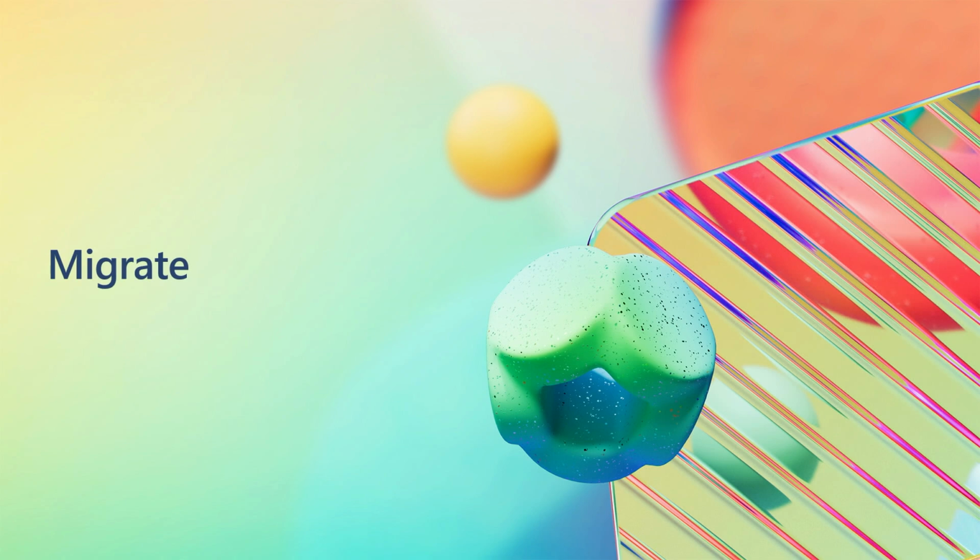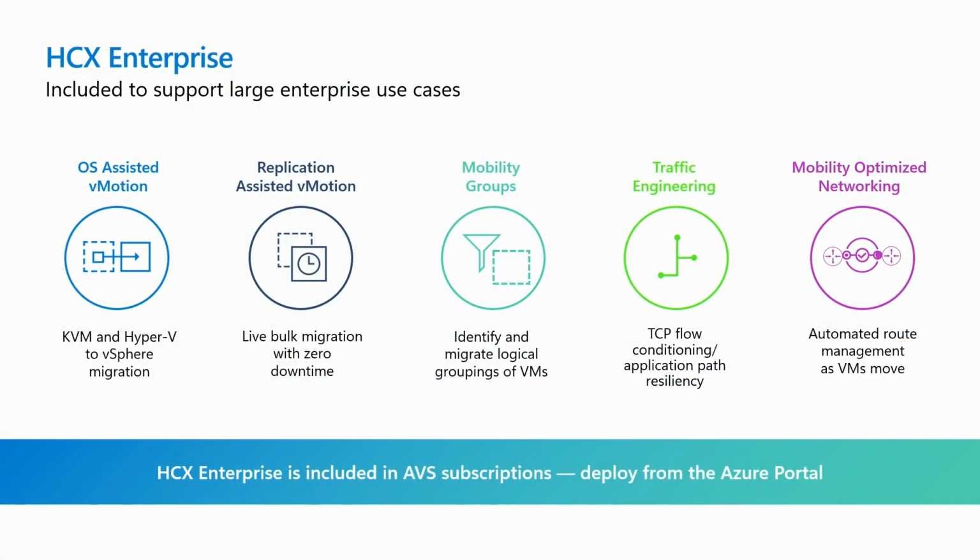So we talked about connecting. Now how do we migrate? Well, HCX Enterprise is included. It used to just be Advanced, and then people had to upgrade, but now you just get HCX Enterprise. The biggest use cases are OS-assisted vMotion. You can convert like a Hyper-V or KVM VM into VMware.